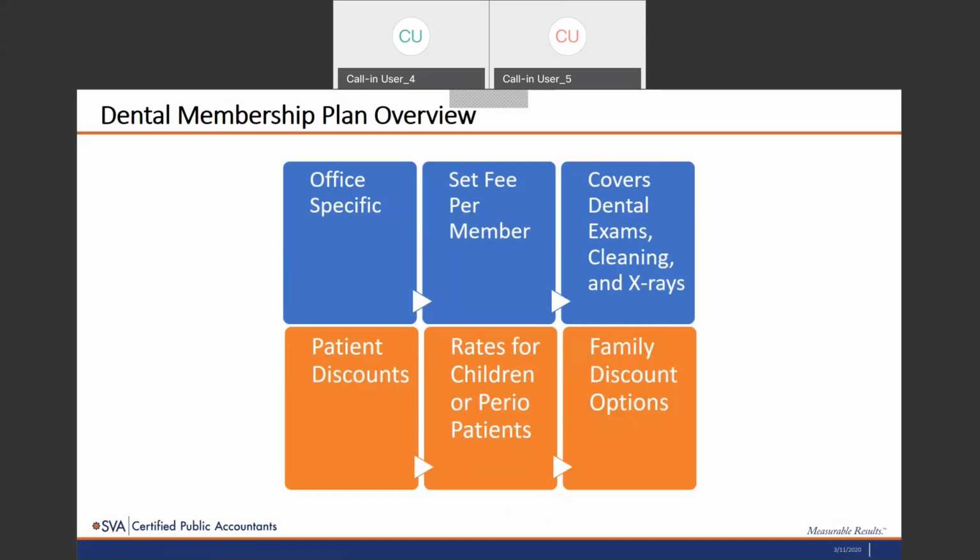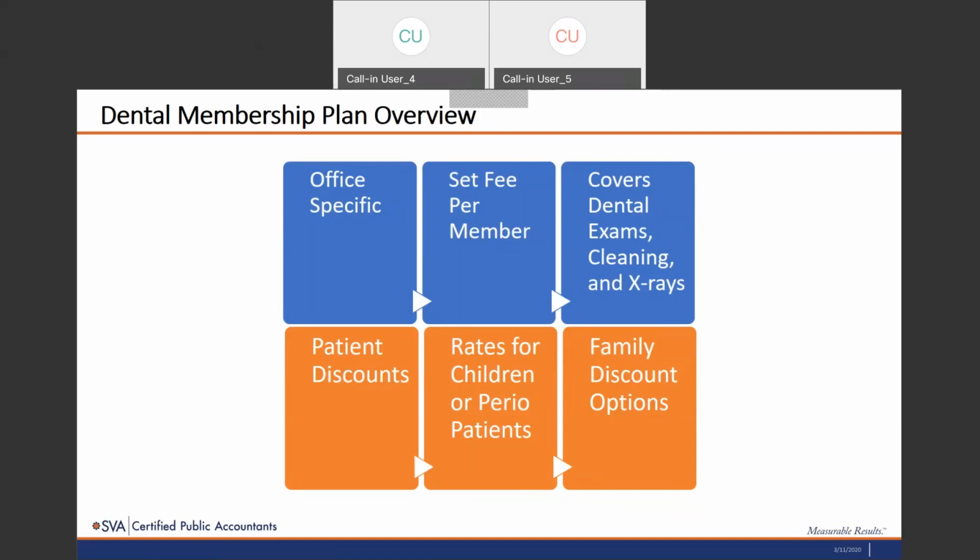Somebody can't sign up for the dental membership plan in your office and take it across the street to a competitor. So it's always specific to your office. It's not portable like an insurance plan would be. Typically, there's a set fee charged per member, either on an annual basis or a monthly basis. And that set fee then covers a group of services, usually exams, cleanings, and x-rays. Anything not covered by that set fee, there's usually some sort of a discount that is offered to the patient.